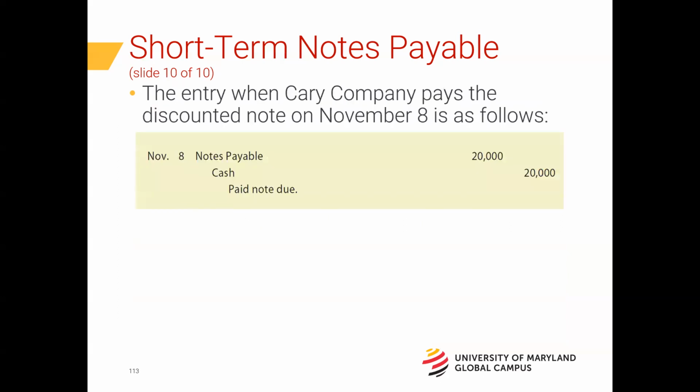Now I got to pay the bank back. So I debit notes payable $20,000. I give the bank their cash back, $20,000. That's the payment of the note with the discount. That's how that works.